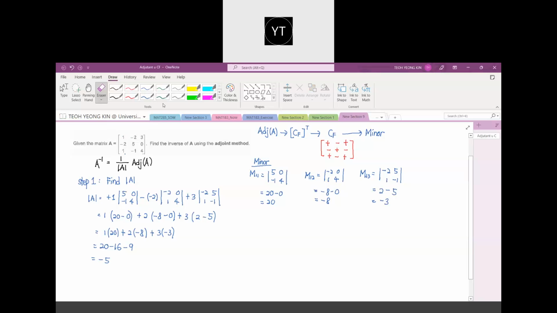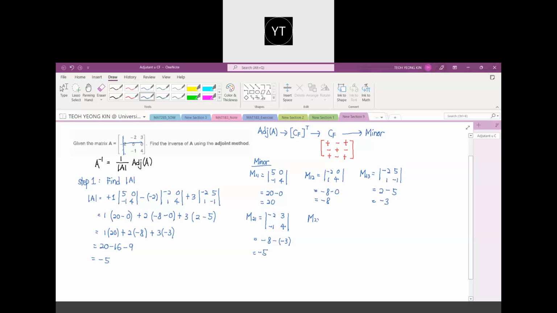Move to the next row. Kita pergi kepada row yang seterusnya. M21. Kita nak cari one by one lah. Tutup sini, tutup sini. We have -2, 3, -1, and 4. -2 times 4, -8. Minus 3 times -1, -3. Put a bracket for -3. Letak satu kurungan untuk -3 ni. -4. Okay, right. So, -8 plus 3 will be -5.